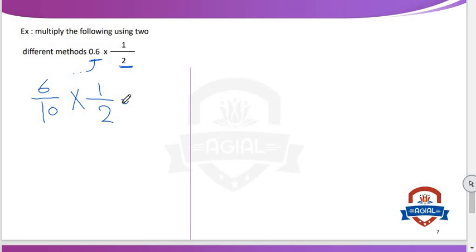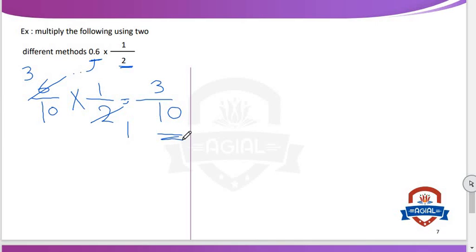Try to find the common factor between numerator and denominator before we multiply the two numerators and two denominators. 2 and 6, we have a common factor between them. Super, 2. So 2 divided by 2 equals 1. 6 divided by 2 equals what? Super, 3. We can now multiply 3 by 1 equals 3 and 1 multiply 10 equals 10. So the result will be 3 over 10.